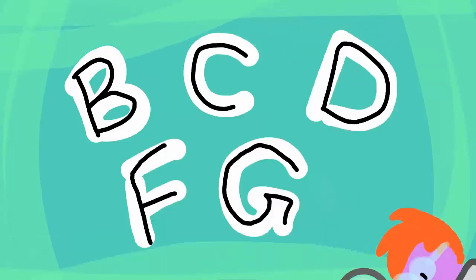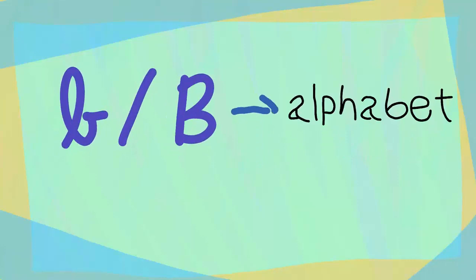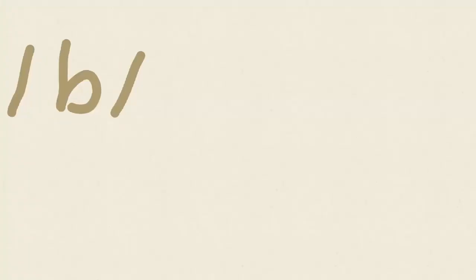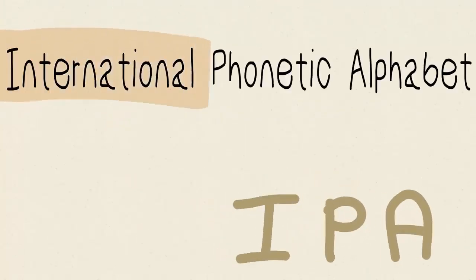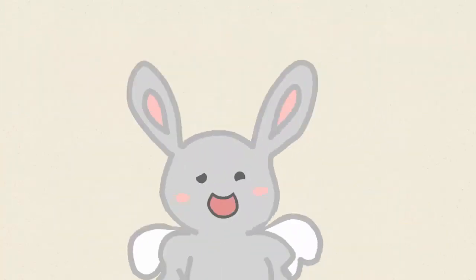You might know consonants like B, C, D, F, G, but really they can be studied by linguists and language scientists in terms of sounds or phonemes. B is an alphabet, while the B sound is what it represents. B is an IPA symbol. IPA simply stands for International Phonetic Alphabet. Sure, we know our ABCs, but do we know our IPAs? Let's take a look at them.